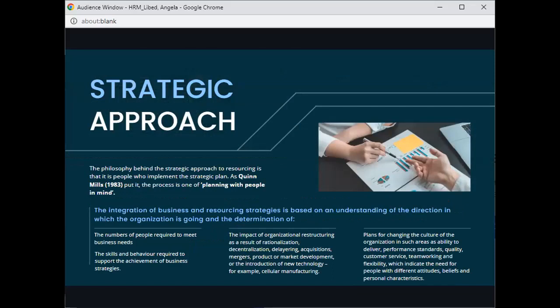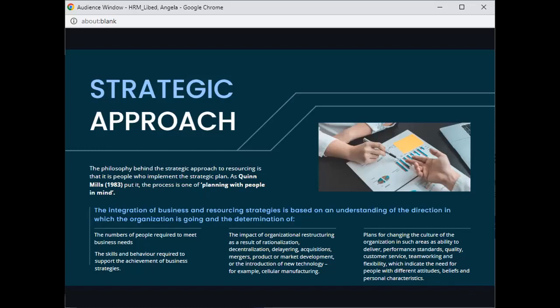Next is strategic approach. The philosophy behind the strategic approach to resourcing is that it is people who implement the strategic plan. As Quinn Mills in 1983 put it, the process is one of planning with people in mind. So the integration of business and resourcing strategies is based on an understanding of the direction in which the organization is going and the determination of, first, the number of people required to meet the business needs. Next is the skills and behavior required to support the achievement of business strategies.